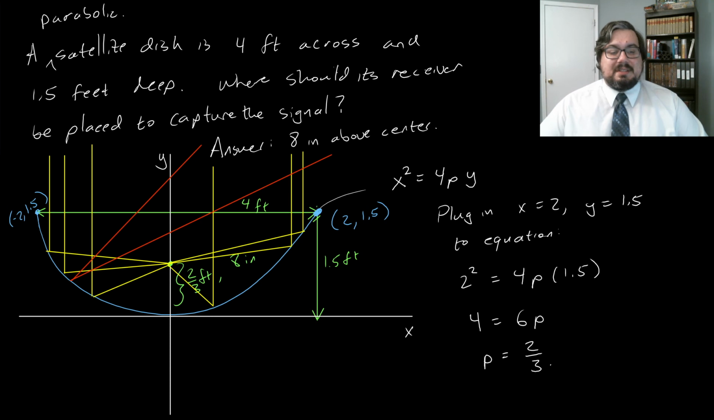So that's why satellite dishes and flashlights and all these other ways that we have of focusing information into a single point, or taking a source and expanding it out all in one direction, use the parabola. It does exactly what we need it to.